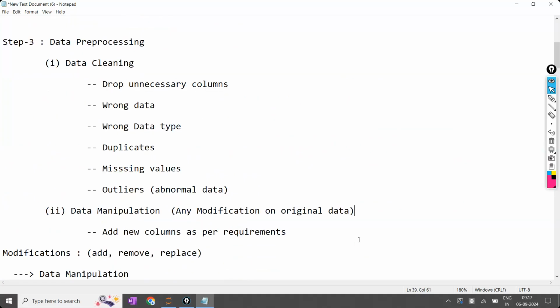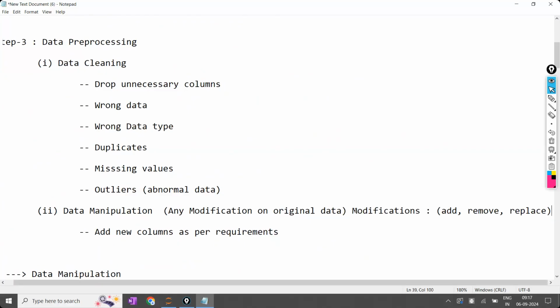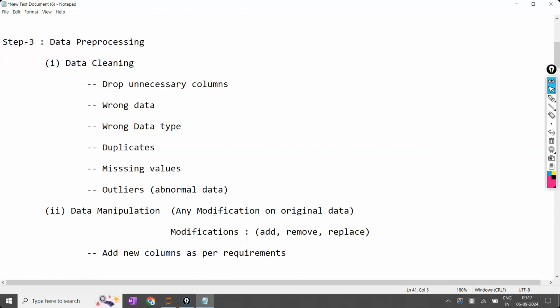What modifications are possible? The modifications can be in terms of add, remove or replace. Anything you are adding as new, anything you are trying to remove, anything you are trying to replace is called modification. The same English word, modification, in the data industry is called manipulation. So we are going to do the data manipulation, and if required, we are going to add new columns also.